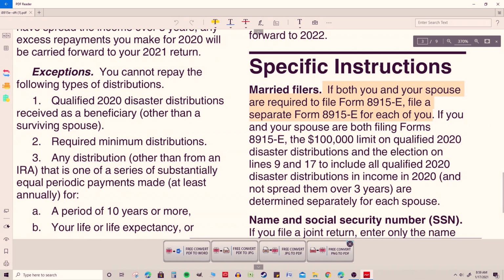If you do married filing jointly, then both you and your spouse will each have to file this form, 8915-E. You can file the return all as one package, but both of you will have to individually fill out this form for your specific distributions you took out of your retirement plan.